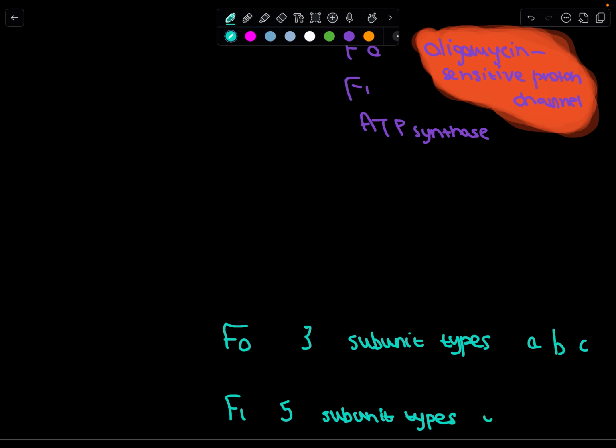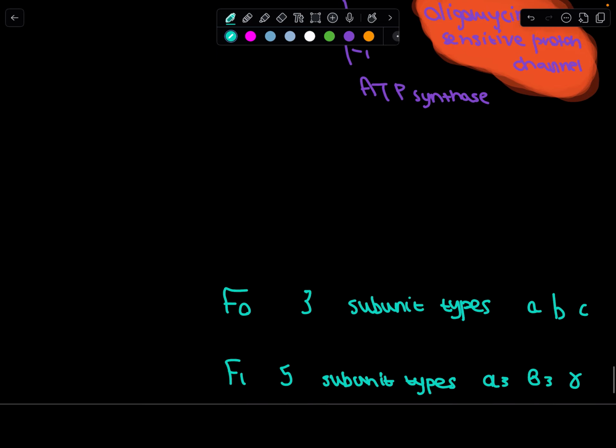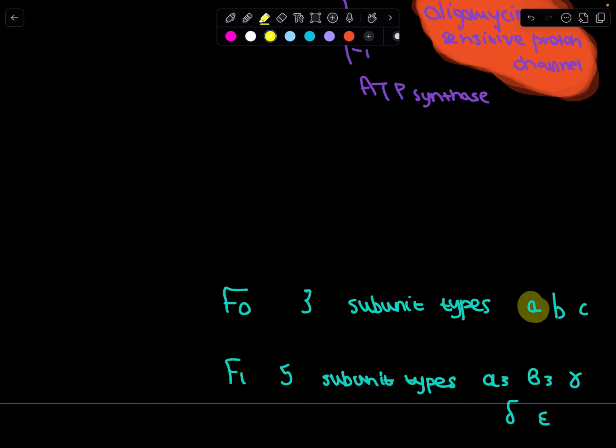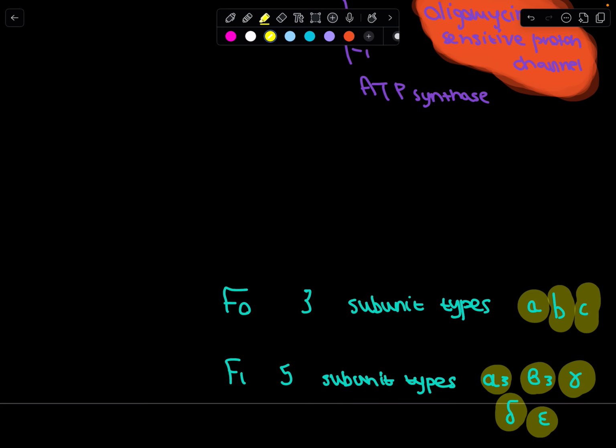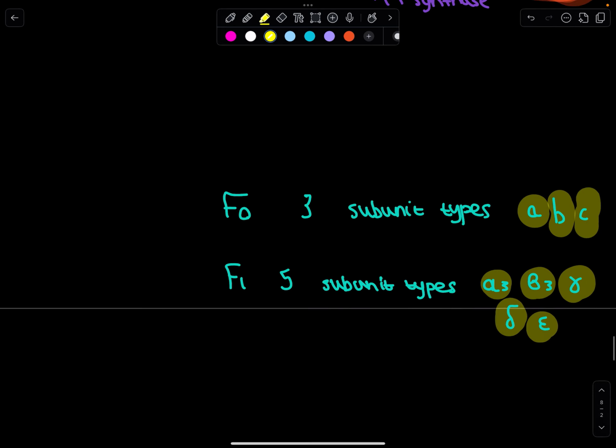F1, with a one, is the matrix-exposed part, with five subunit types, alpha, beta, gamma, delta, epsilon, where beta subunits catalyze ATP synthesis using rotation driven by F0. The 1 just follows as the next fraction identified. The names are historical, not descriptive, but F0 moves protons. F1 makes ATP. Clear? Want to dive into subunit roles? I don't get it, I can't lie. And why do the three beta subunits have catalytic sites for ATP synthase?